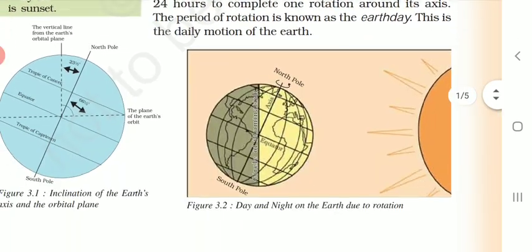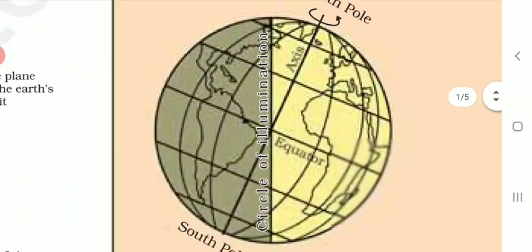The circle that divides the day from the night is called the circle of illumination. What is the circle of illumination? It is the circle which divides the day from the night on the globe of the earth.